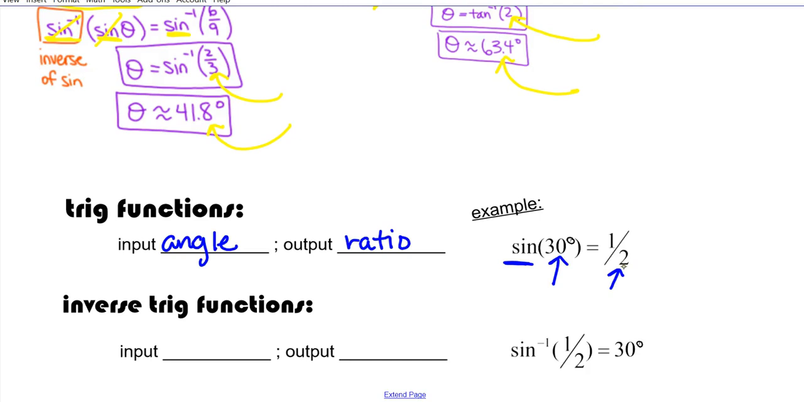However, for inverse trig functions, you're going to switch x and y, switch domain and range, input the ratio, output the angle. So if I switch the 30 degrees and the 1/2, inverse sine of 1/2 is 30. That means the angle whose sine is 1/2 is the angle 30 degrees.